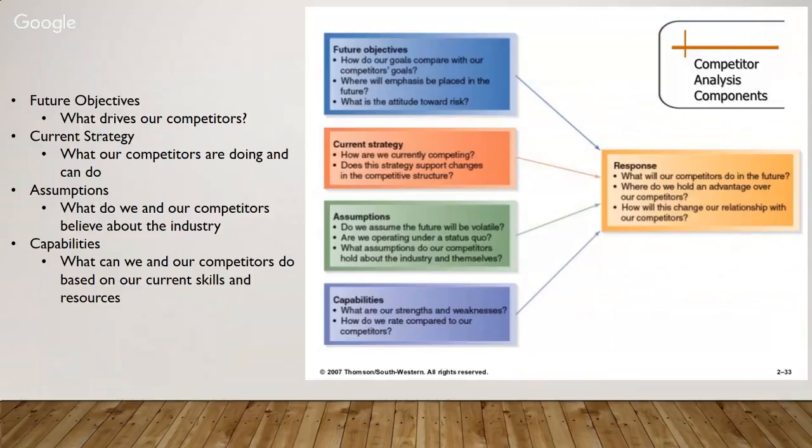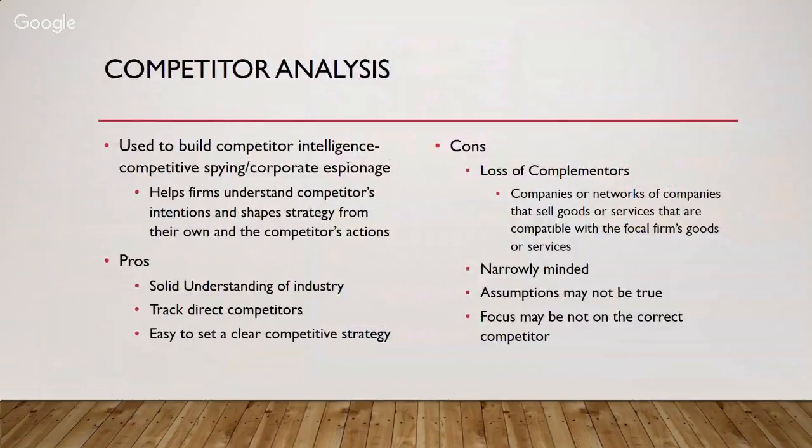The response from this analysis answers three very distinct questions. What will our competitors do in the future? Where do we hold an advantage over our competitors? And how will these things change our relationship with our competitors? From here, we can find that the competitor analysis is used to build competitor intelligence, or better known as competitive spying or corporate espionage. This type of intelligence helps firms understand the competitors' intentions, and it helps shape strategy for our own, and see what the competitors' actions can be.